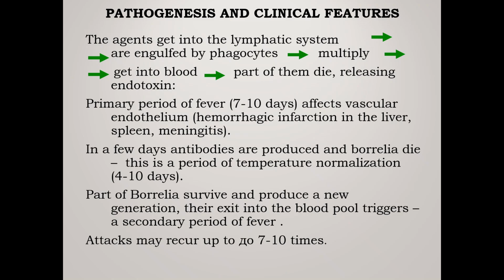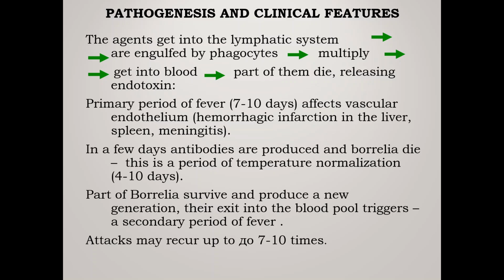Pathogenesis and clinical features. The agent gets into the lymphatic system, is engulfed by phagocytosis, multiplies, and gets into the blood, and part of them die, releasing endotoxin. Primary period of fever 7-10 days, affecting vascular endothelium, with clinical symptoms of hemorrhagic infarction in the liver, spleen, and meningitis. In a few days, antibodies are produced and Borrelia die. This is the period of temperature normalization, 4 to 10 days.